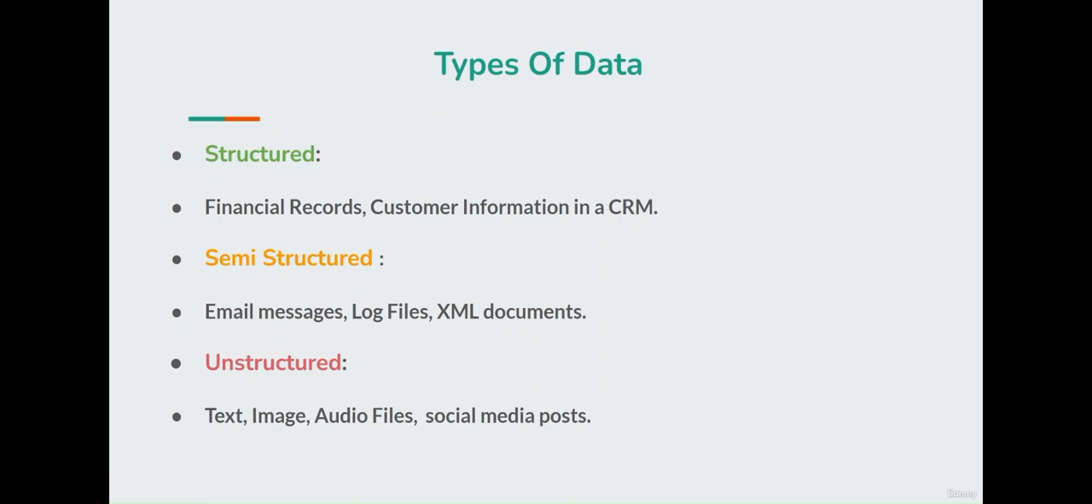In summary, structured data has a predefined and organized format, semi-structured data has a partial structure, and unstructured data lacks a predefined structure or organization. Each type of data requires a different approach for storage, analysis, and processing.